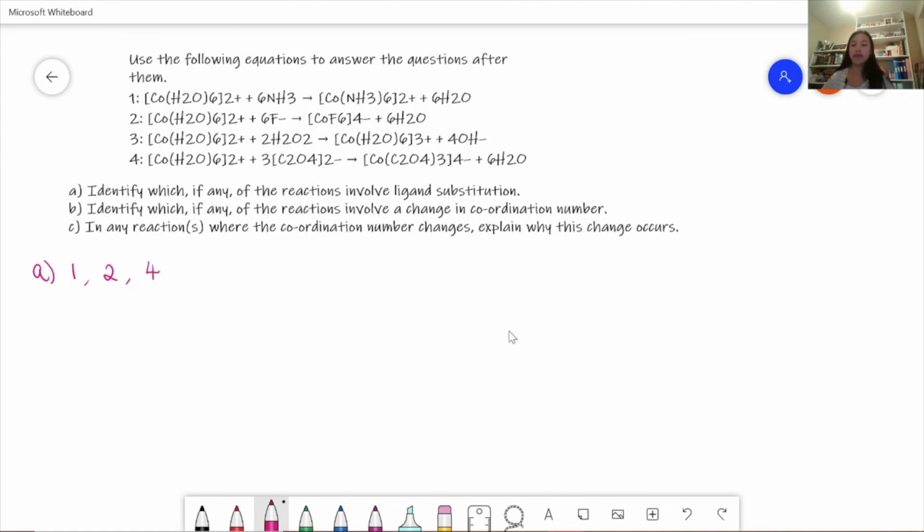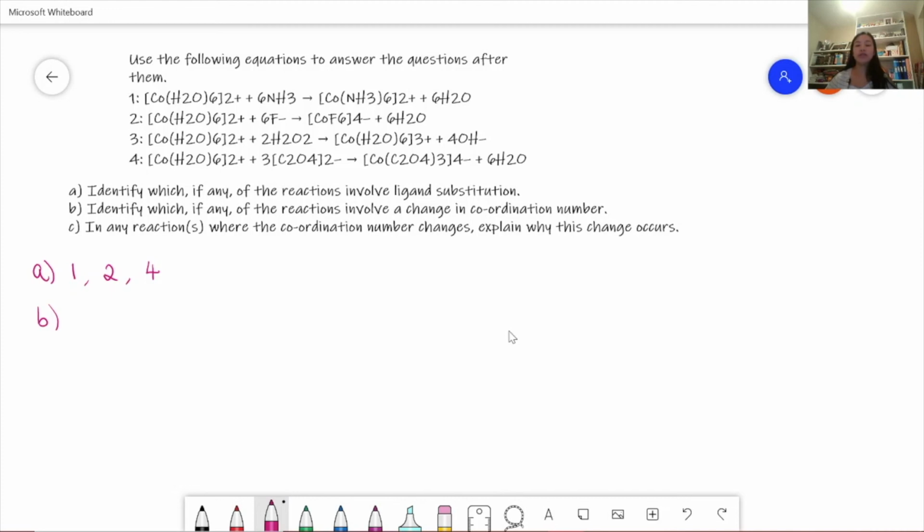And now for B, identify which, if any, of the reactions involve a change in coordination number. So the definition of coordination number is how many coordinate bonds are attached to the central metal ion. And so we can see that all of these complexes start with 6 because we've got 6 waters attached to each cobalt, and they're all monodentate ligands, and so they form 1 coordinate bond each, and we've got 6 of them, so that's 6 coordinate bonds. So they all start off with 6.